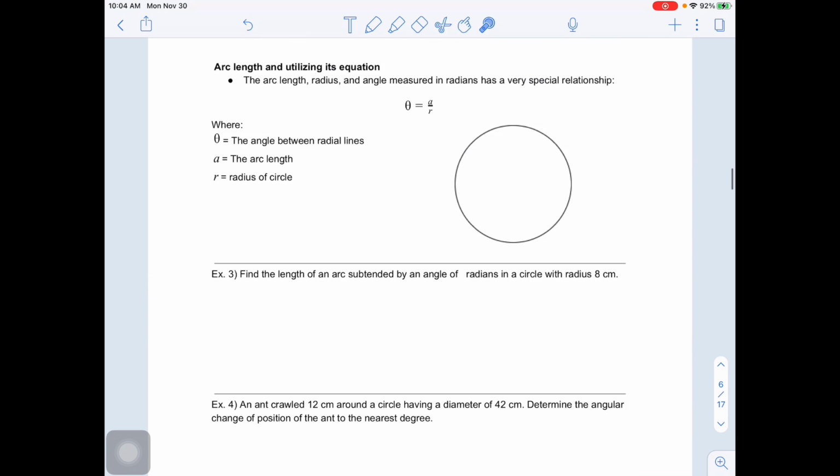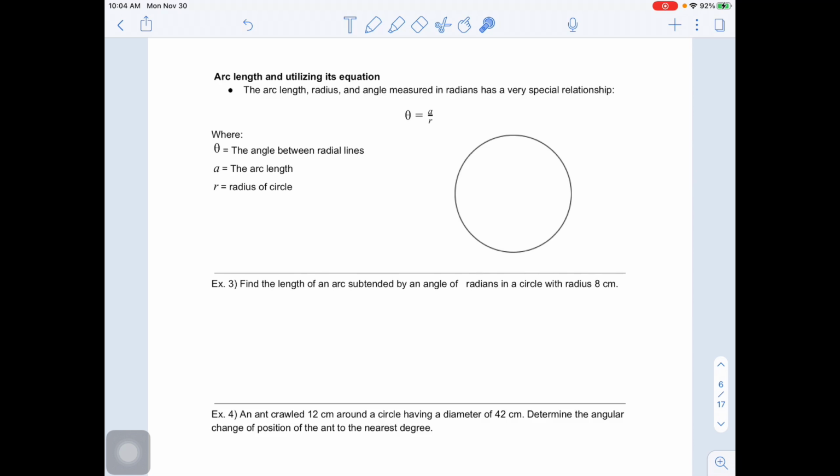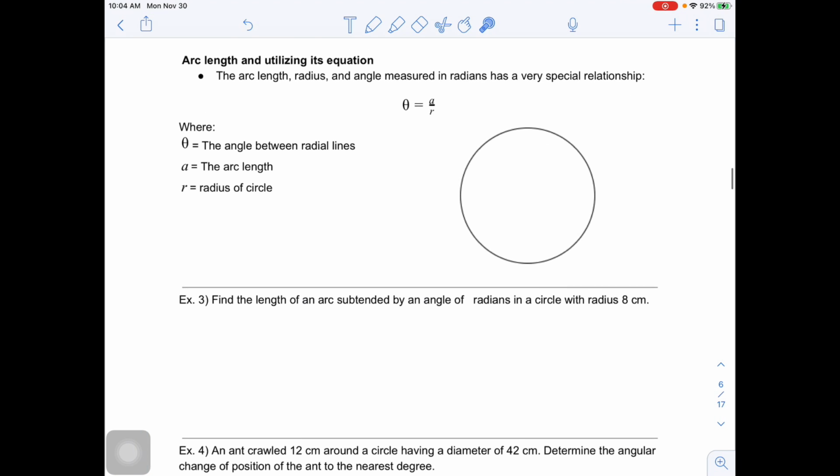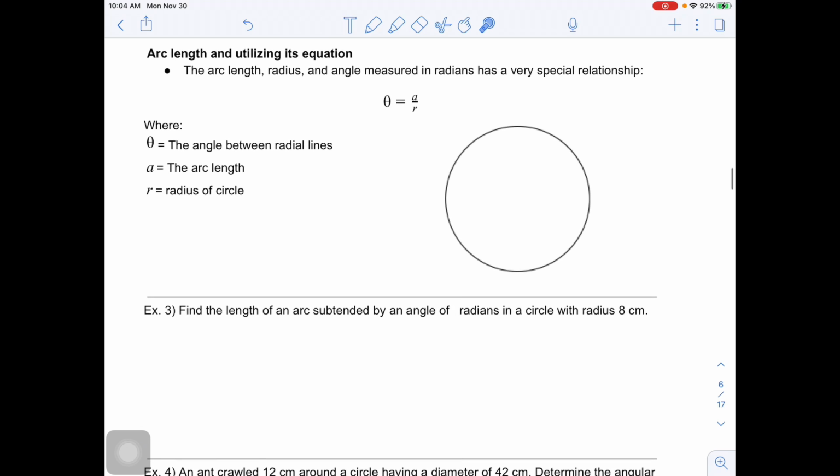Now, I just want to go over the arc length and utilizing its equation. It's not a super complicated equation, but the questions can get a little bit tricky. Now, for arc length and utilizing its equation, we have this equation.